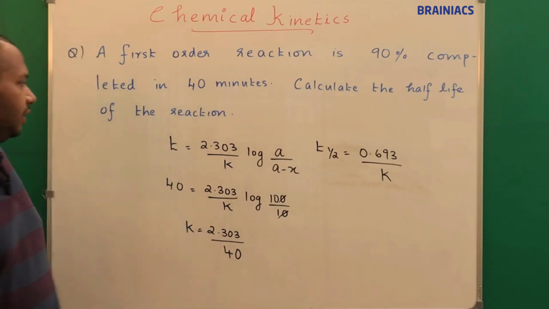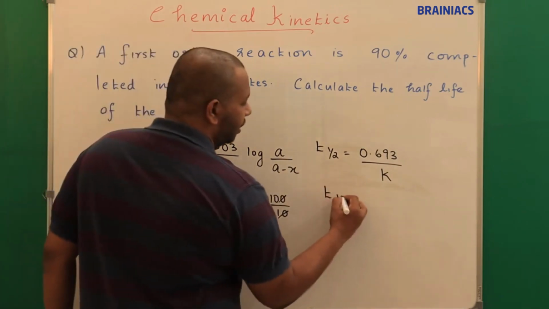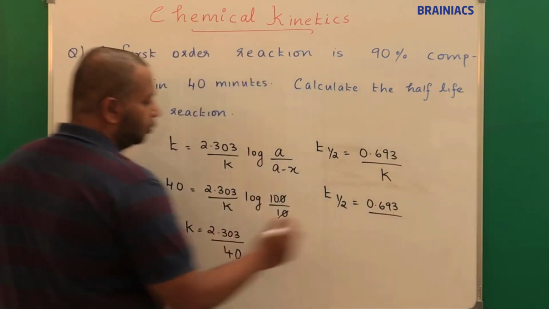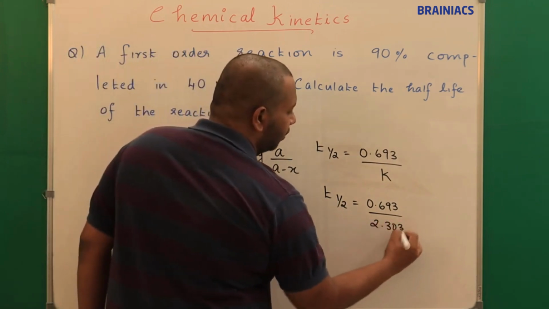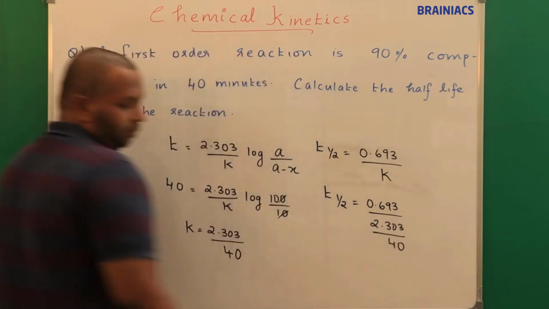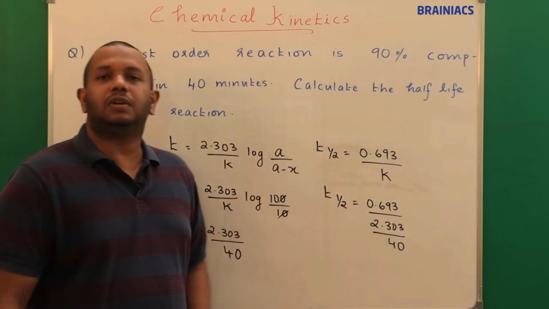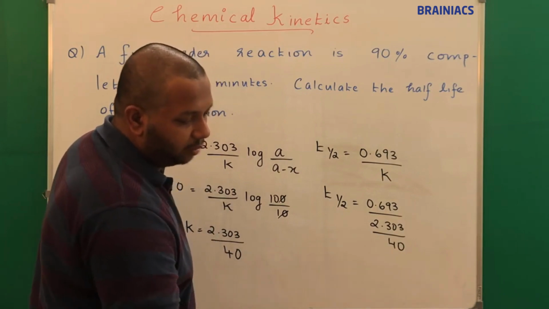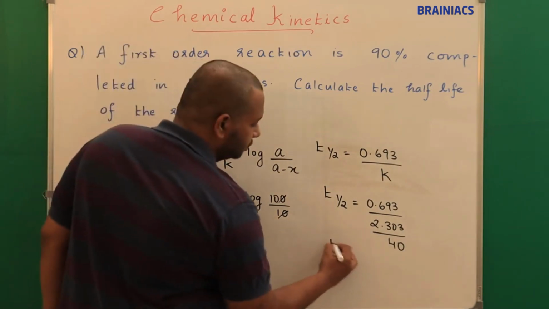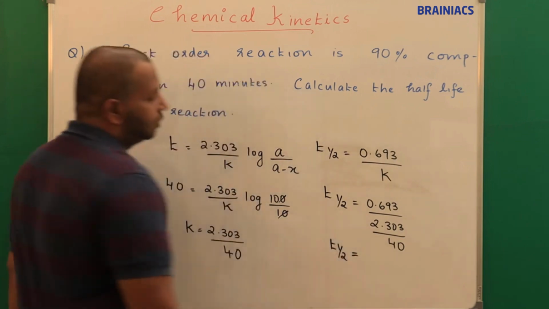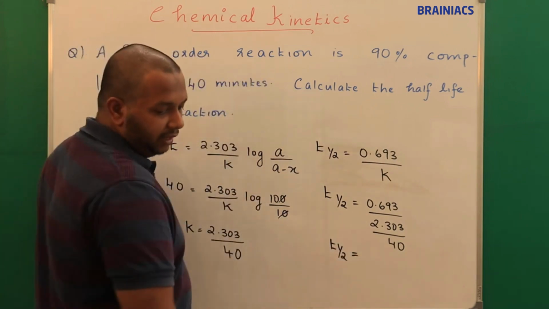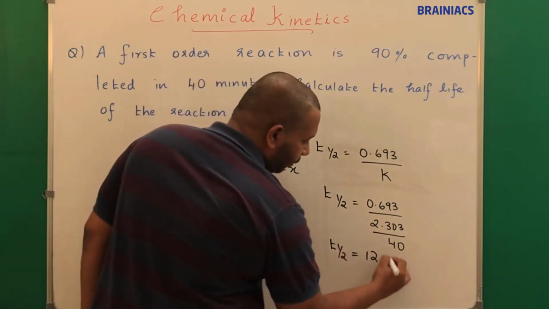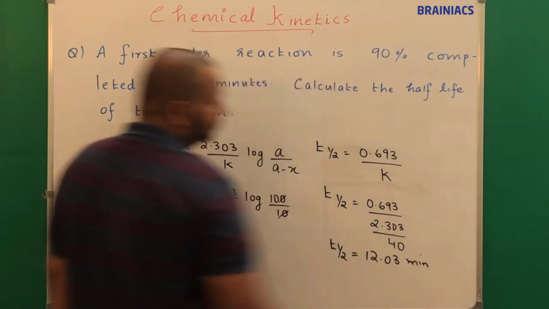Now k value we have already calculated. So let's substitute here t half is equal to 0.693 by 2.303 divided by 40. So if you calculate this, you will get the value of t half. So on calculating this, I hope you will get a value around 12. t half is equal to 12.03 minute, I think. Yeah. So you will get a value 12.03 minute, since it is in minute.